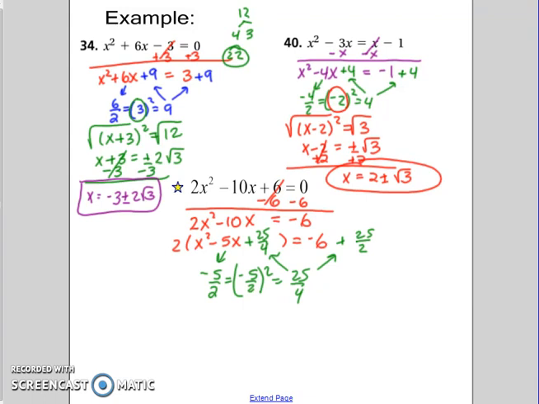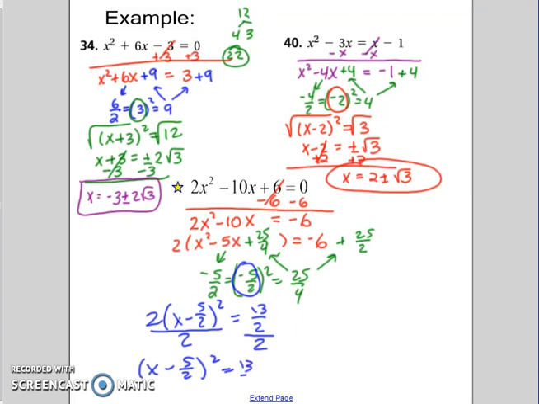So now I have a 2 on the outside. I'm going to rewrite that perfect square trinomial as x minus 5 halves squared equals, and then negative 6 plus 25 halves is going to be 13 halves, because we're making the negative 6 into negative 12 halves. So now we want to divide by 2. So we end up with x minus 5 halves squared equals 13 fourths.